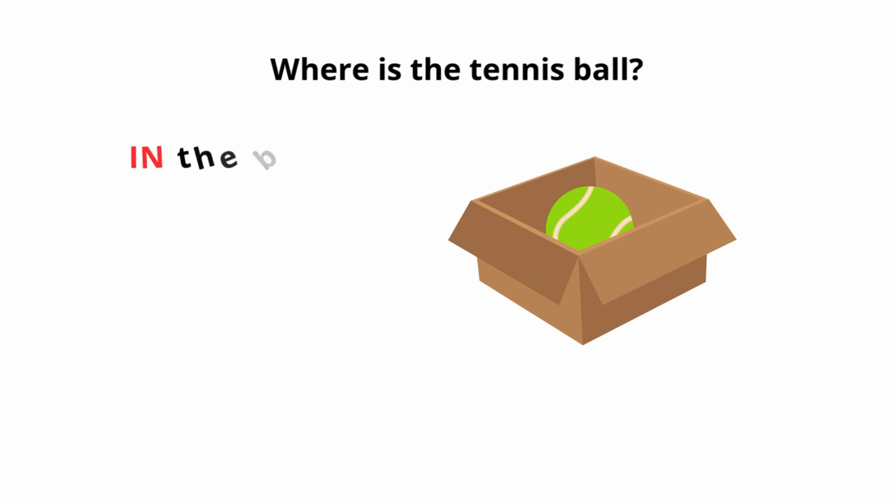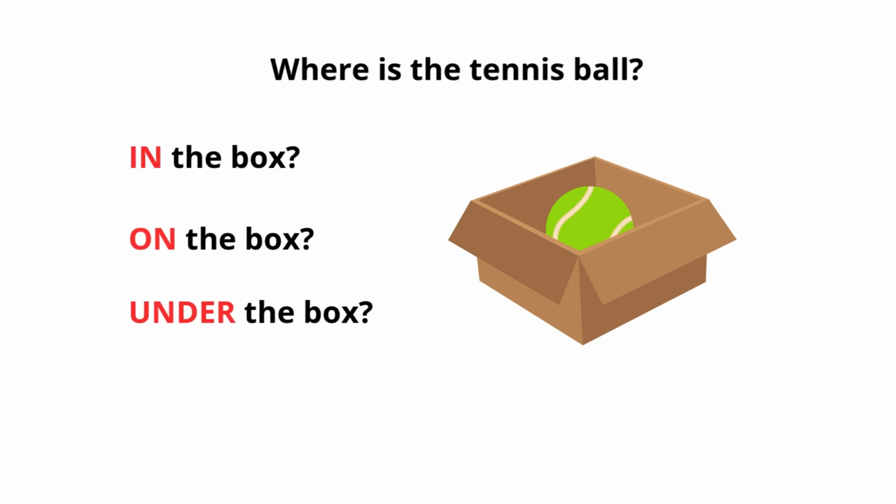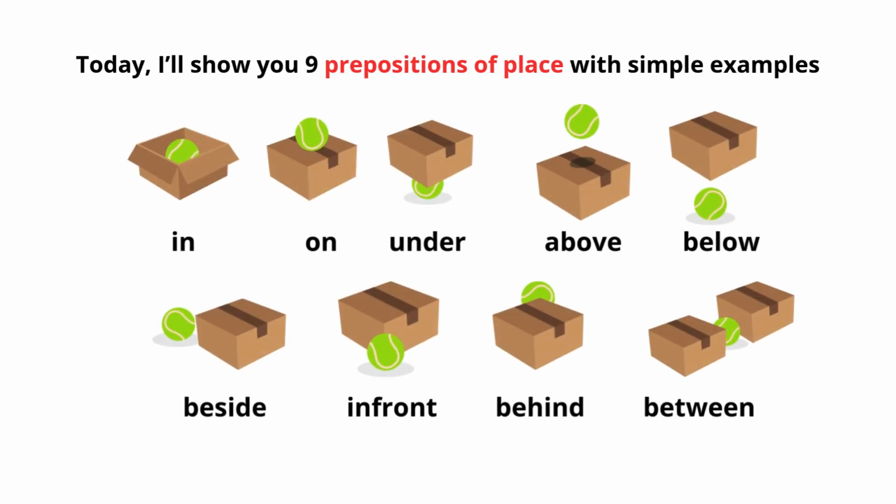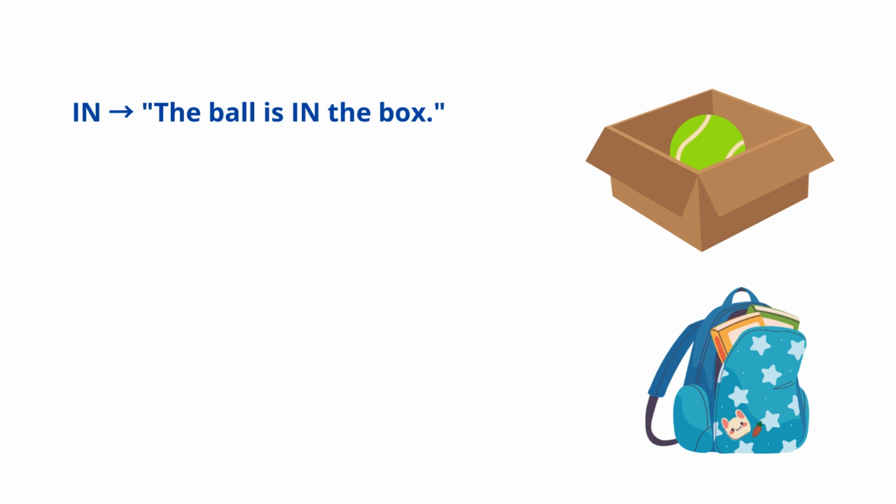Hello everyone and welcome. Where is the tennis ball? In the box, on the box, or under the box? Today I will show you 9 propositions of place with simple examples. Let's get started. In. The ball is in the box.